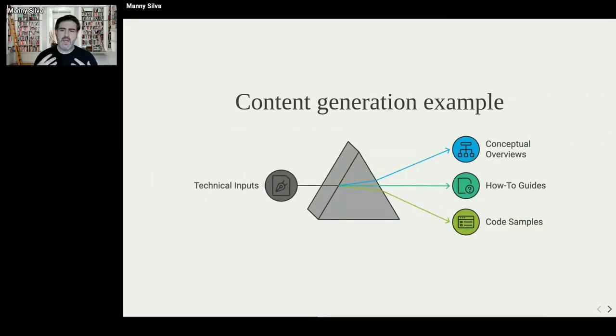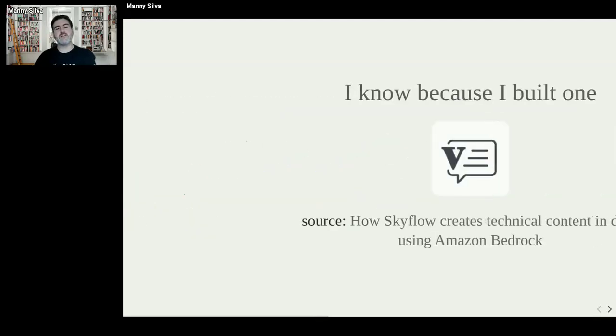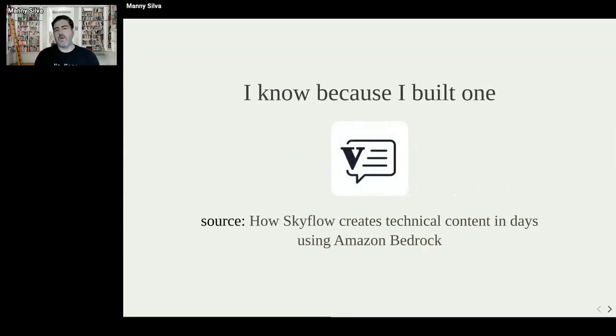So if you're tasked with documenting a new feature, you could pass in all of your source contexts and ask it to generate a conceptual overview, a how-to guide, code samples based on all of the information that you've provided. And in this case, the writer's role shifts from refining and enhancing to leveraging my expertise for higher value tasks. And I know this works because I built one.